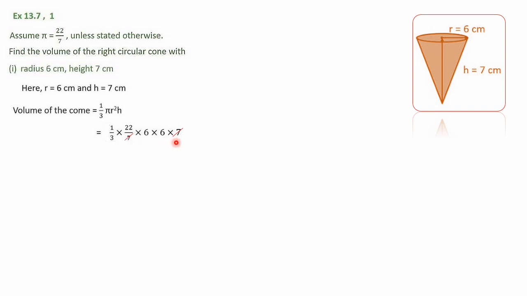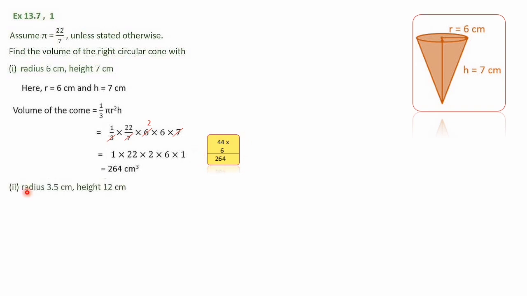Here 7 and 7 we can cancel, and 3 and 6 we can cancel 2 times. Let's multiply the balance: 1 into 22 into 2 into 6 into 1. So 22 into 2 is 44, into 6. 44 into 6 is 264. So the volume is 264 centimeter cube. Do the calculation on the right side of your answers.